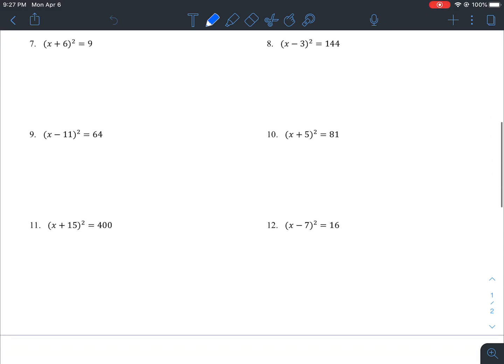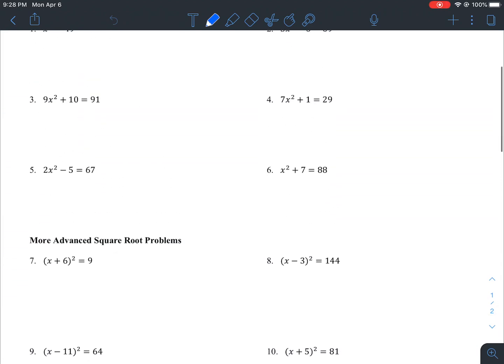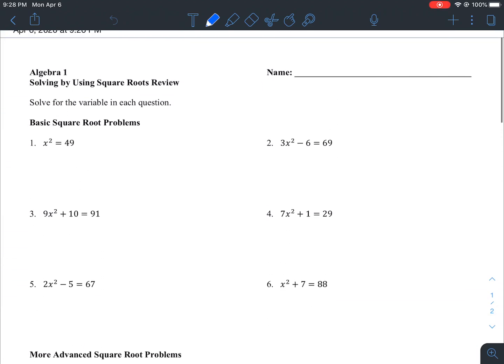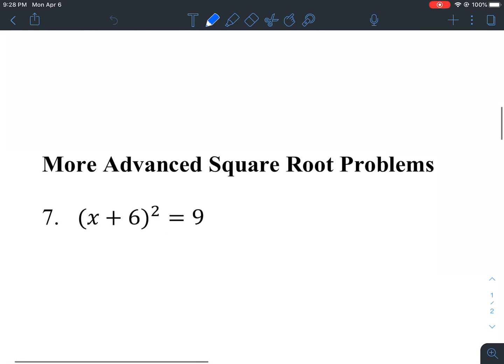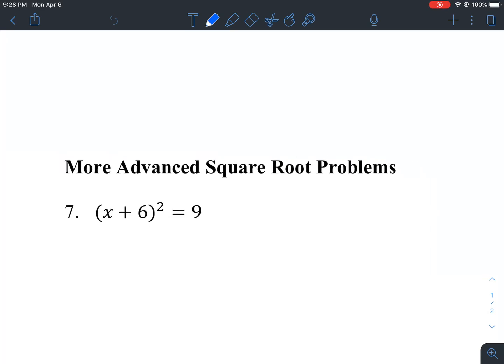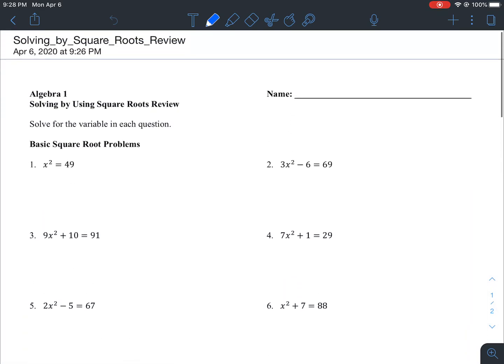So you can see that there's a grand total of 12 problems, all right? 6 of each type. Some of them are basic square root problems. We got 6 of those, and then we're going to have 6 more advanced square root problems. So basically what we'll do is this. I'm going to do 2 from each section, just as that little bit of a review, and then it'll be on you to do all of the remaining problems, as well as the ones that we go over together. As soon as you are done with that, you'll submit it to Schoology, and you'll be done for the day.